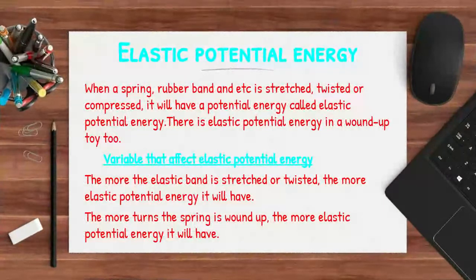Next, the more turns the spring is wound up, the more elastic potential energy it will have. For example, the wind-up toys are used in toy cars so that there are more turns, so that more elastic potential energy is converted to more kinetic energy.